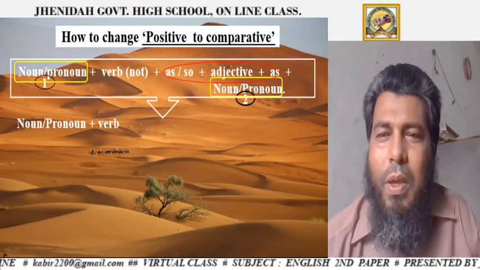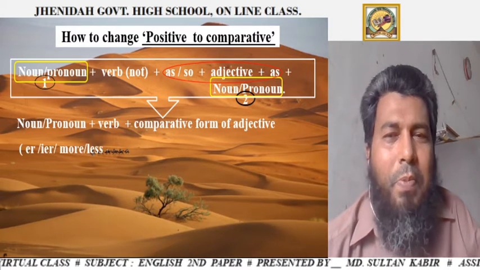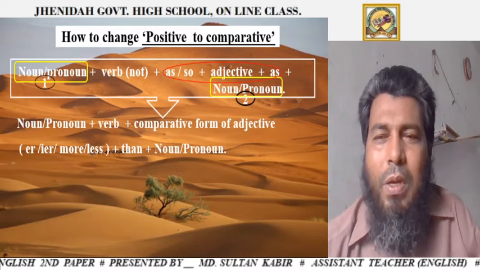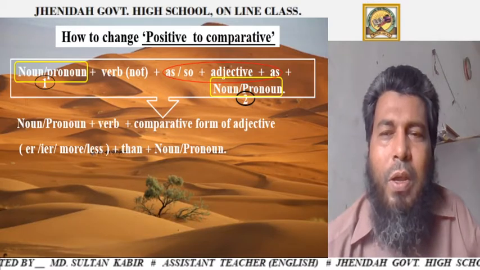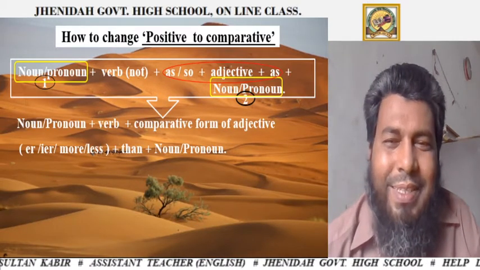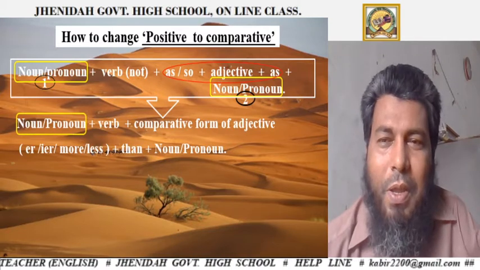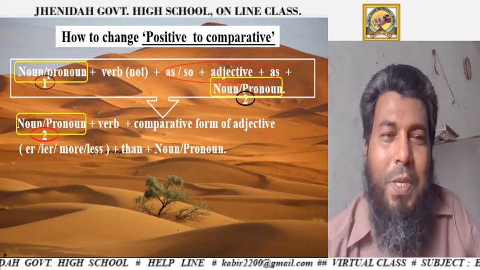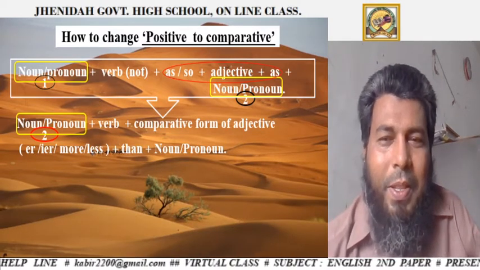Look, we can add the noun or pronoun plus verb plus comparative form of adjective. The comparative form of the adjective follows the same rule: er or ier, more or less, than plus noun or pronoun. So here you must insert at the beginning the last noun or pronoun. That means the number 2 noun or pronoun at the beginning, and then the verb.